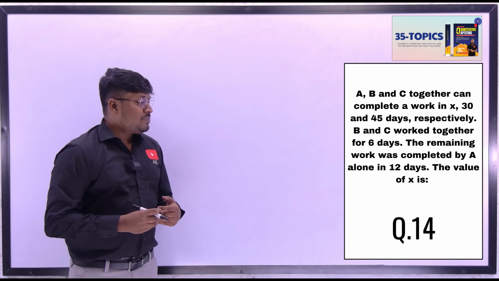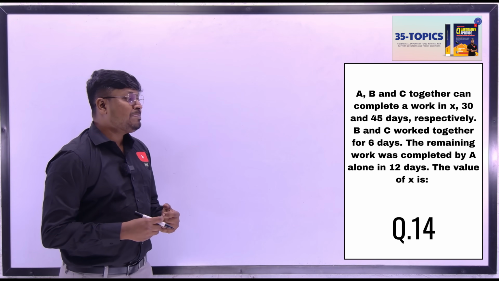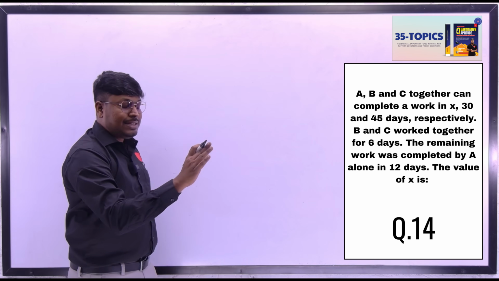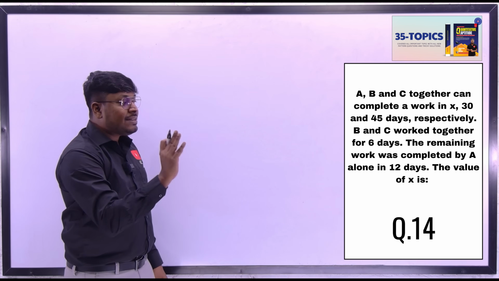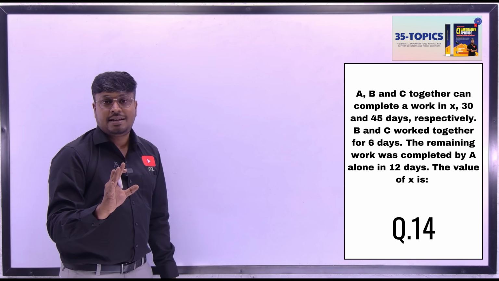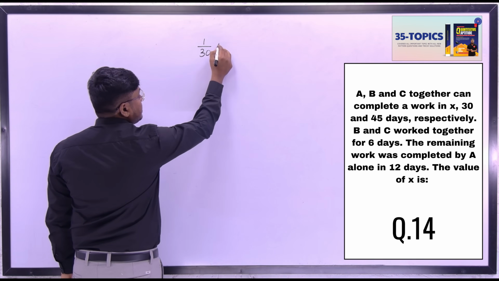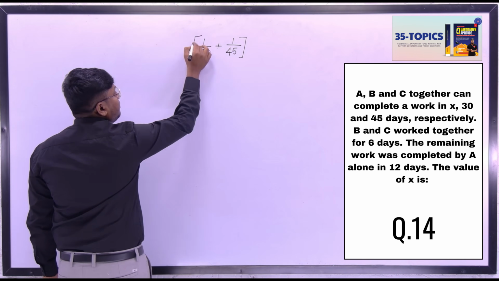So see friends, what they have given is A, B, C can complete a piece of work in X, 30 and 45 days respectively. That means A will be completing the work in X days, B will be 30 days, C will be 45 days. But now according to the question, B and C initially have worked for 6 days. We know that separately B alone can complete a piece of work in 30 days, C alone can complete a piece of work in 45 days. This will be the value for B and C.